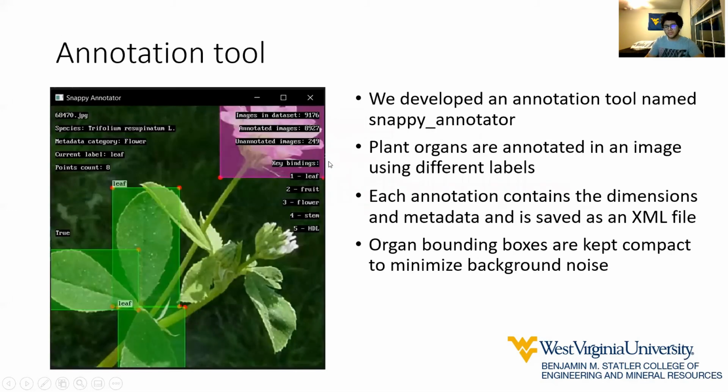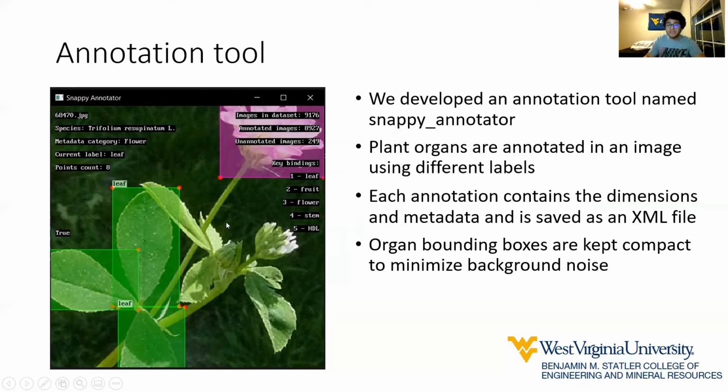So this is our annotation tool. We call it Snappy Annotator. Plant organs are annotated using their respective labels. So here, as you can see, a leaf is annotated with the label leaf. Here, I think the label is hidden for flower, but it's labeled flower. It's also used for other organs. Each bounding box's dimensions and its metadata are saved and exported into an XML file, so we can later use it when training.